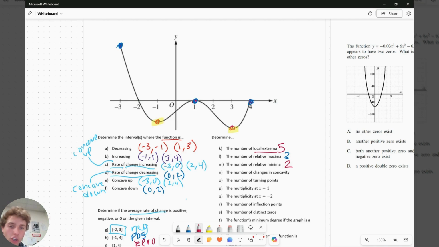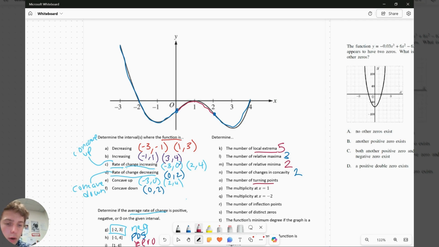The number of changes in concavity. Well, if you go back to what we drew earlier, we knew that our graph was concave up to start. It changed to concave down, and then it was concave up again. So how many times does it change concavity? Well, it looks like it only flips 2 different times there. So the change in concavity is 2.